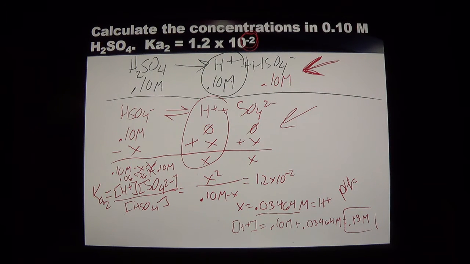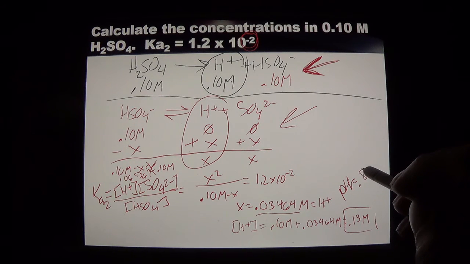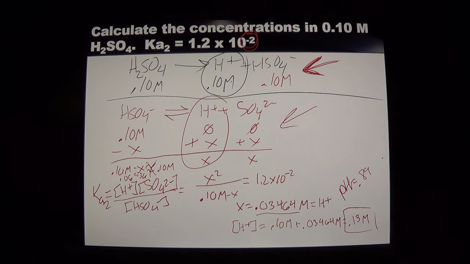So in the calculator, I go negative log and type in my 0.13 molarity, and I see I have a pH of 0.8. To 2 sig figs, 0.89. And yes, that's very low because this is a very strong acid. So there we go.